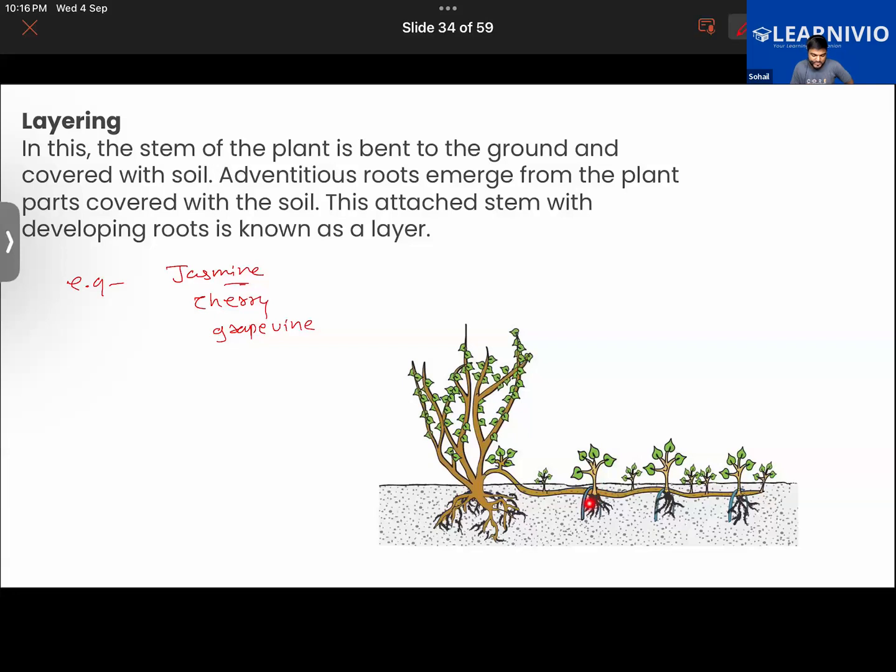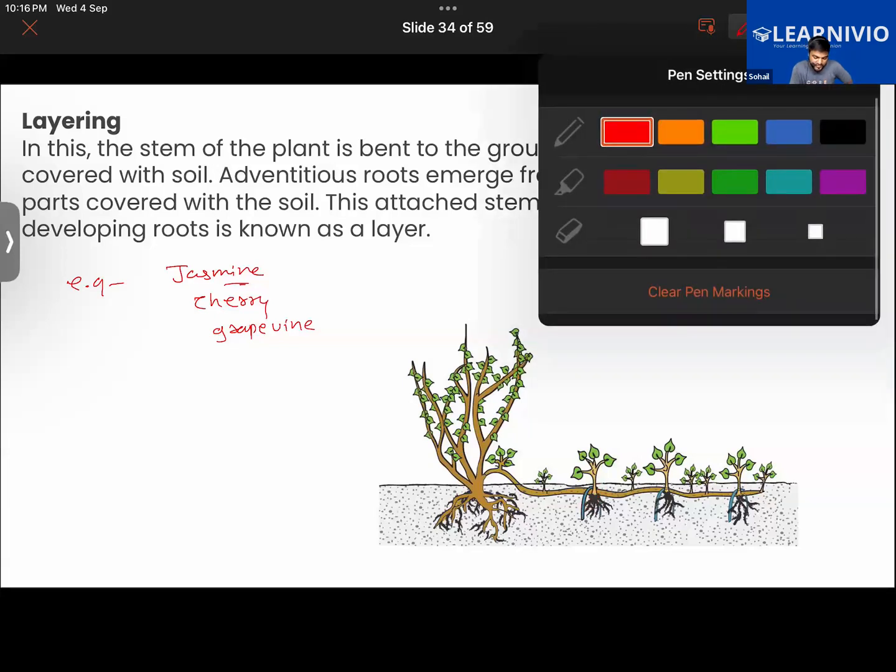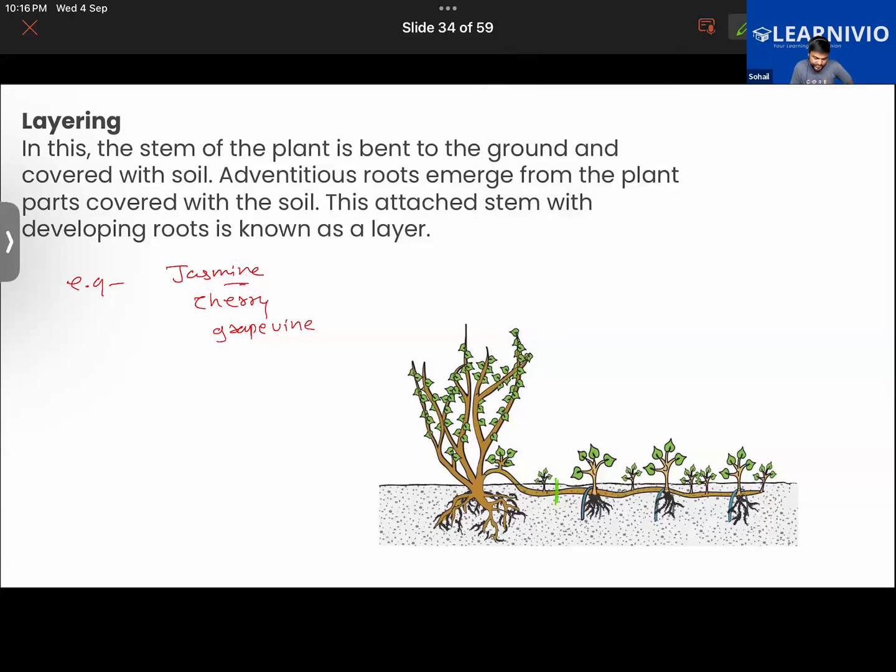Hope you guys have understood this. Now what if I were to cut it from here? It will be detached from the parent plant and will grow independently. It will no longer be attached to the parent plant and will grow independently. Got this thing now? So these are some of the plants. Okay. Hope you guys have understood this. All right now.